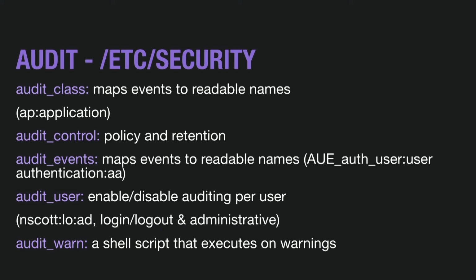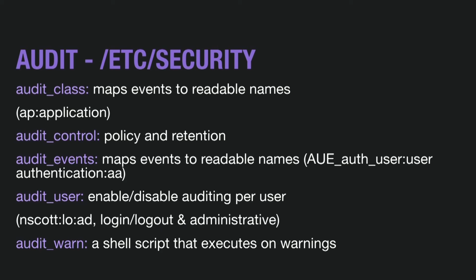Audit events, very similar to class. It maps readable names. So in this example, if you're in an audit log and you see AUE underscore auth user, it's user authentication. There's a lot of stuff in this file. It's helpful if you redirect the output of that file to your desktop. Just do a cat audit events, pipe it out to your desktop so that you can open it up and look at it. There's all sorts of stuff in here, logins, logouts, administrative events.